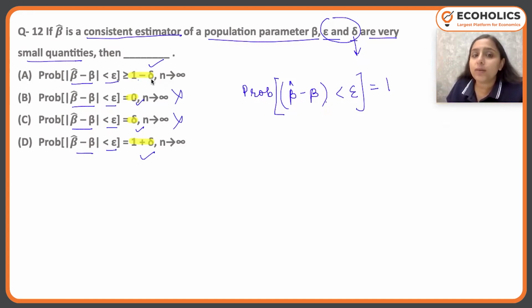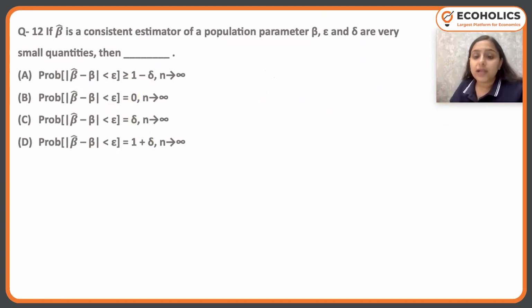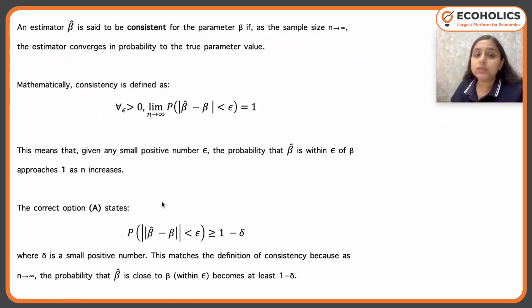Now talking about 1 minus delta and 1 plus delta, students are going to get confused here. Since delta is a very small number, if I subtract it from 1, you're going to be closer to 1, and this probability will be equal to that. So let's see the detailed solution over here. This is the definition of the consistent parameter.